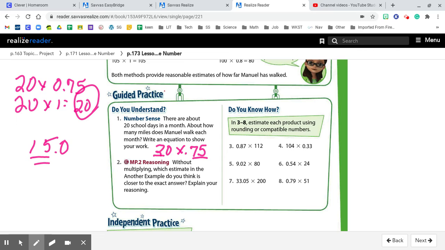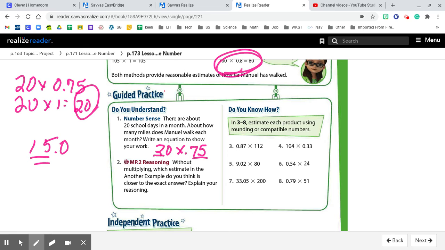Without multiplying, which estimate in the other example do you think is closer to the exact answer? So as we're looking up, closer to the exact answer is probably going to be the one where we use compatible numbers. And we have talked about that. Compatible numbers are getting you closer to the actual number. Rounding sometimes gets you a little bit farther away, but it's a fine strategy, but compatible numbers will get you closer. Let's take a look at some of our work here.